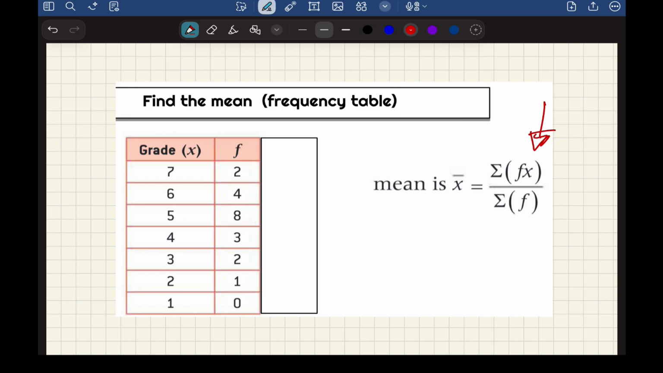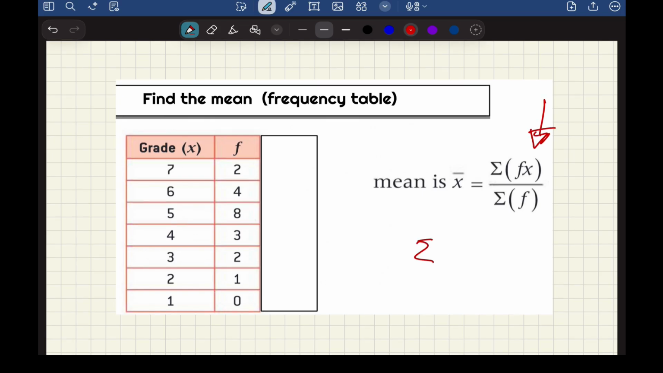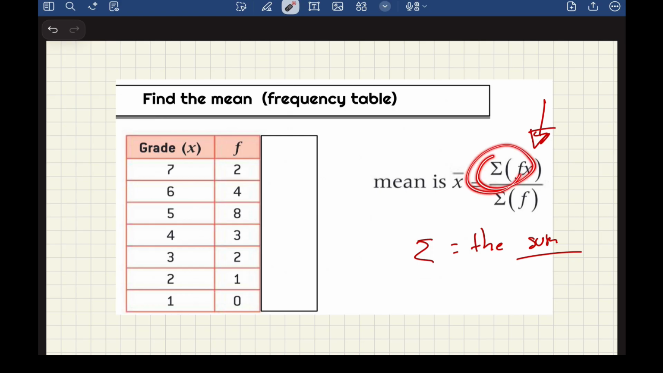What is the meaning of sigma? Sigma means the sum. So basically it's the sum of what? Of the frequency times the variable, in this case a grade. So remember, frequency is the number of repetitions. So this 2 represents that this grade is repeated 2 times. This 4 means that this number 6 is repeated 4 times.